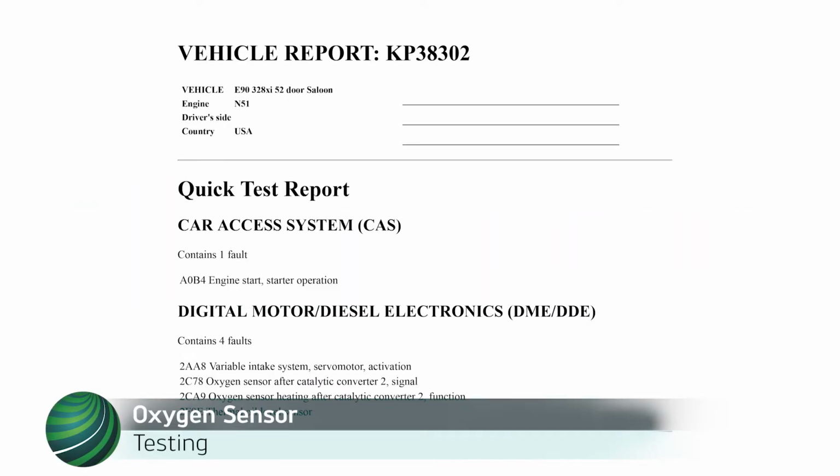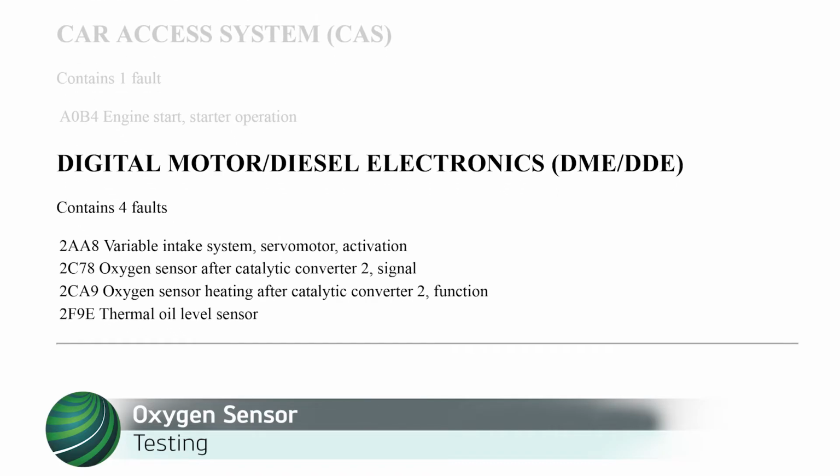In this video, we will cover how to diagnose BMW fault code 2C78 or P0160, oxygen sensor behind catalytic converter 2 signal, using a DVOM and an Autologic PicoScope.